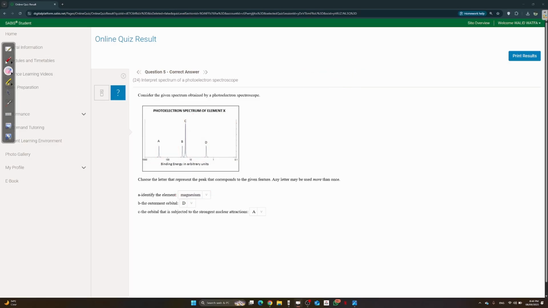Okay. Next, the outermost orbital. Of course, the outermost orbital will be what? D, because it's so far. The orbital that's subjected to the strongest nuclear attraction is the one that's closest to the nucleus. What do I mean? Here's the nucleus. Which one's going to have the strongest attraction, the one far or the one close? Obviously the one close to it is going to be attracted the most.